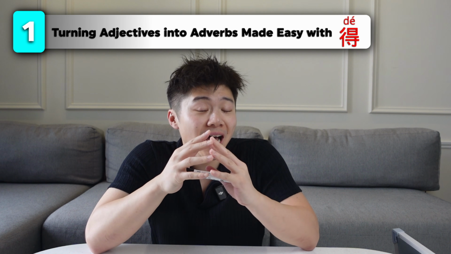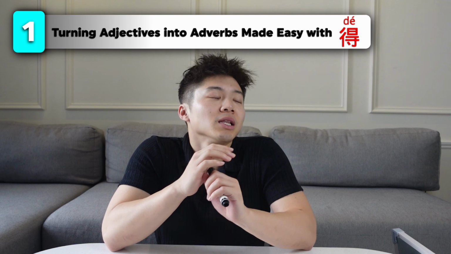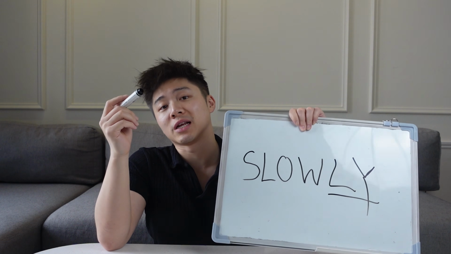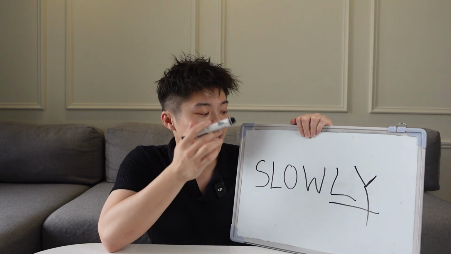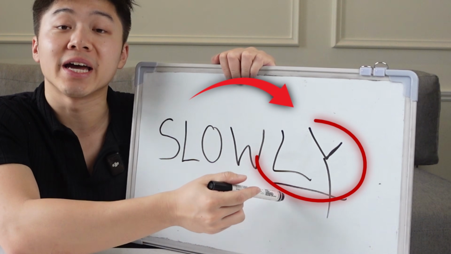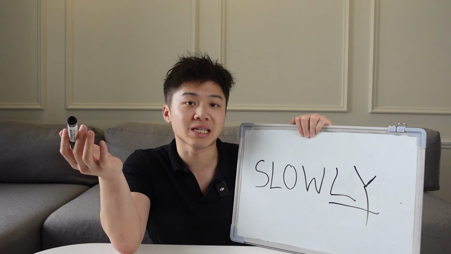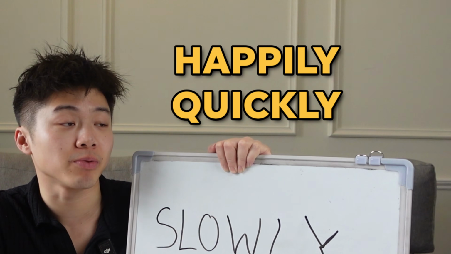Turning adjectives into adverbs made easy with de. Let's start with the easiest way of adding adverbs into your sentence. Earlier, we introduced how easy adverbs in English are. We say I eat slowly, where we have an instant adverb by adding an ly to the adjective slow. Similar examples would be quickly, happily, or interestingly.